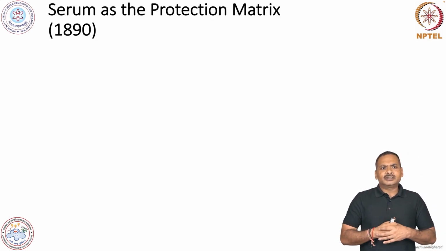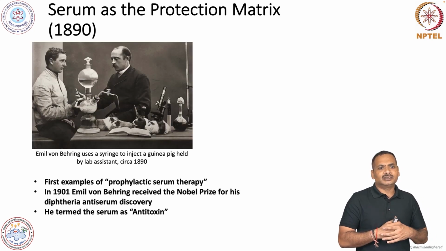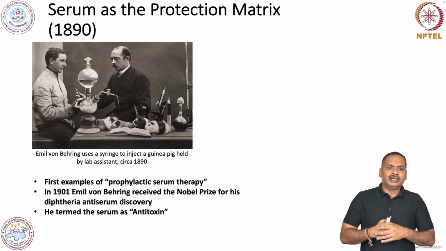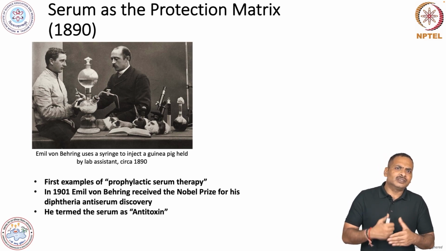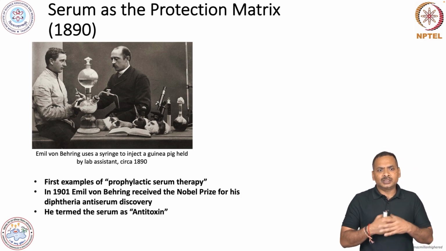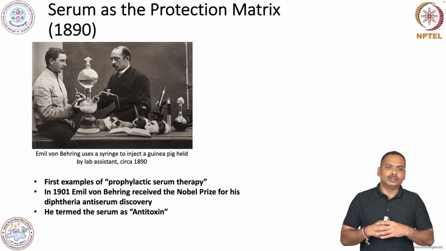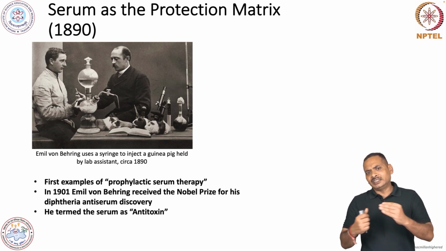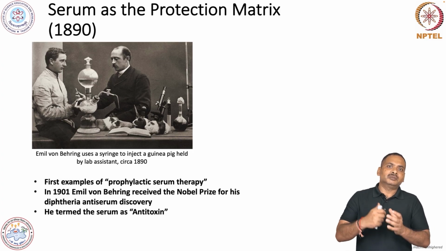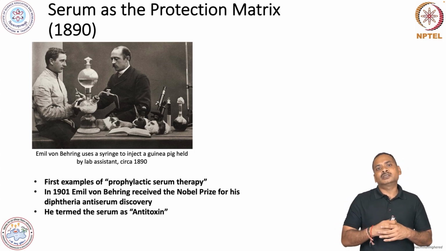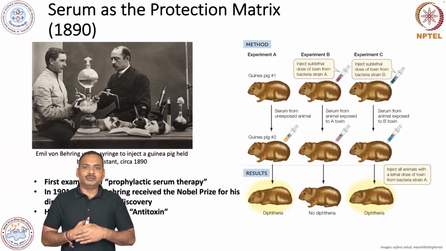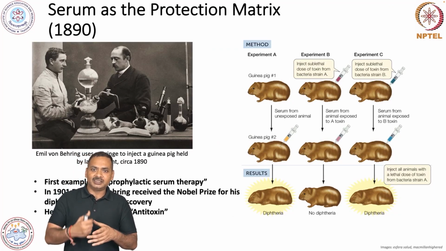Now there is serum as a protection matrix. Basically this is the work of Emil Behring, and he gave the concept of prophylactic serum therapy, and for this work he received the Nobel Prize. At that time this prophylactic serum therapy was considered to involve some antitoxin which gives the protection. This is one of his very beautiful experiments, and here I would like to explain it.